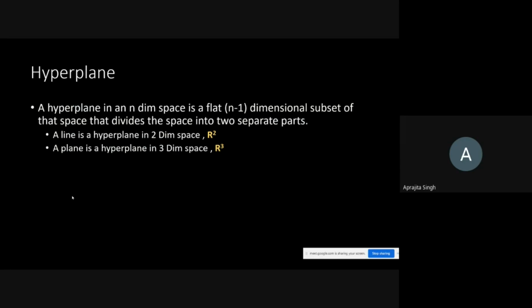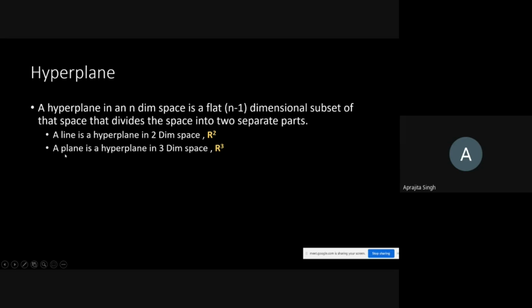A hyperplane, in an n-dimensional space, is a flat n minus 1 dimensional subset of that space that divides the space into two separate parts. So suppose you have these vectors scattered in a space which you want to separate. A line is a hyperplane in two-dimensional space. A plane is a hyperplane in three-dimensional space.